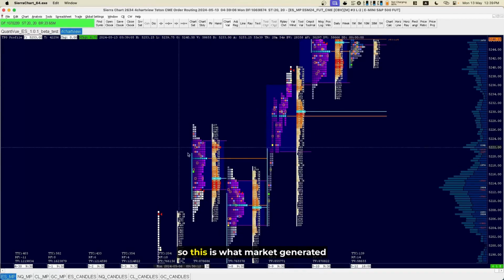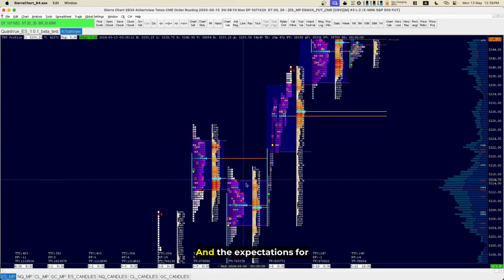Okay, so this is what market generated information basically looks like. You have no excess, and for the expectations for the next day, it's pretty good odds that the market will clear this weak structure right here. Remember, it's simply odds, not absolutes.